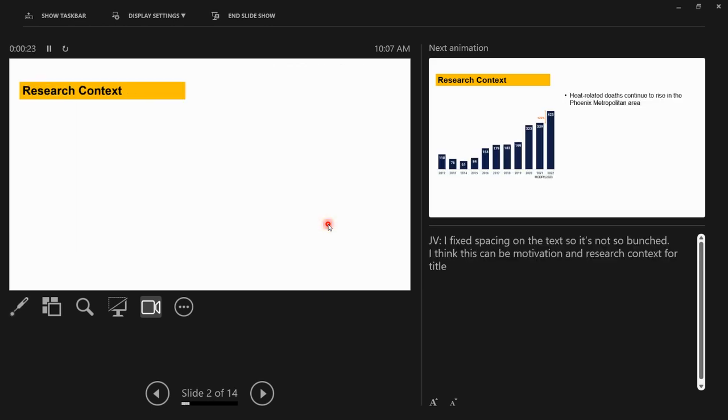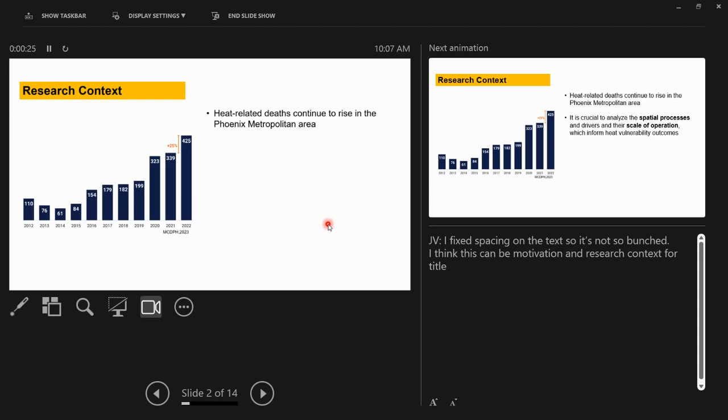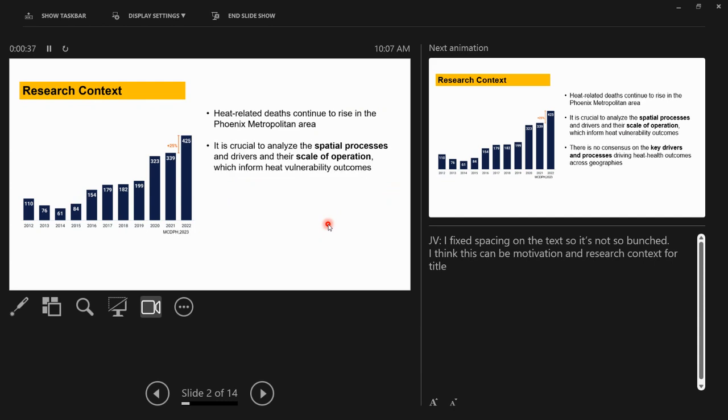So I'll start by giving the research context. Heat-related deaths continue to rise in the Phoenix metropolitan area, and specifically between the year 2021 and 2022, we saw an increase of about 25% between the 2 years. And so there is a need to understand these spatial processes and drivers that determine vulnerability, and also the scale of operation of these drivers.